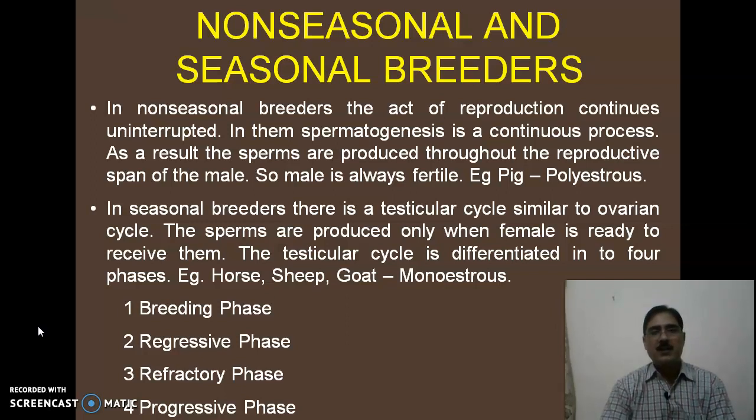The second case is seasonal breeders. In seasonal breeders, there is a testicular cycle similar to the ovarian cycle, and the sperms are produced only when the female is ready to receive them. The testicular cycle is differentiated into four phases, for example in horse, sheep, and goat, which are monoestrous. And the four phases include a breeding phase, a regressive phase, a refractory phase, and a progressive phase.